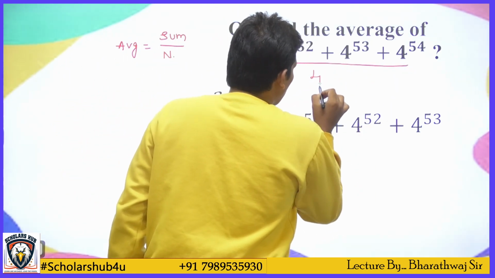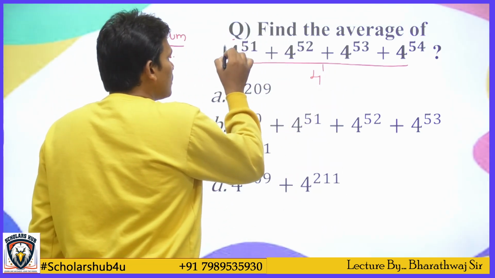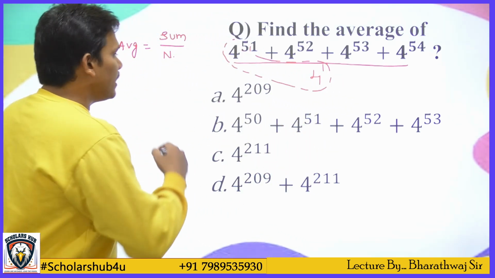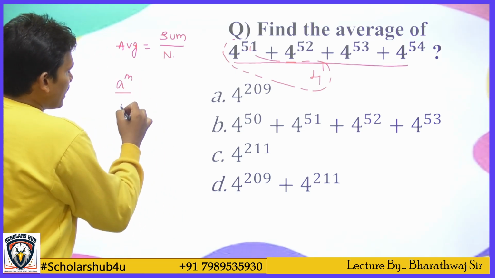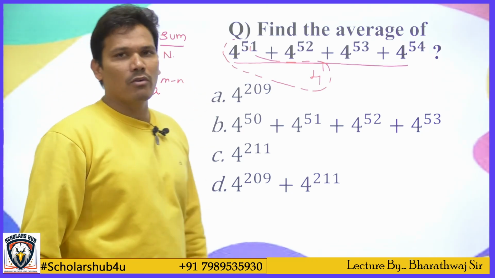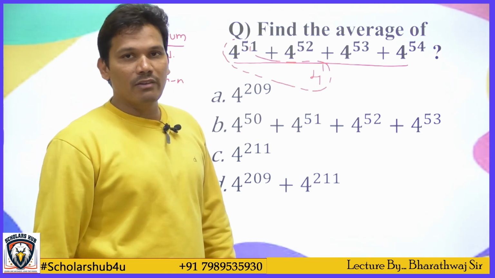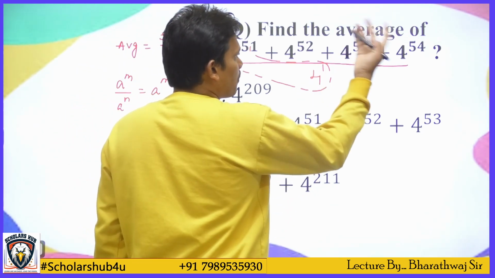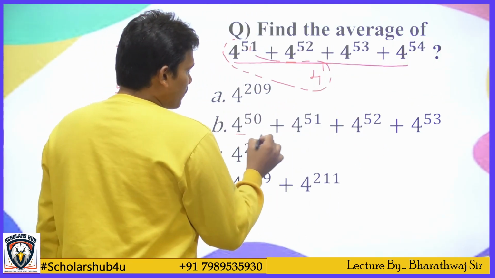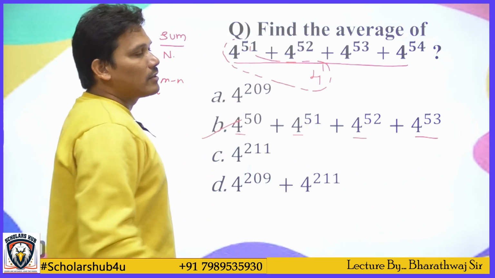Just divide it by 4, but I'm writing 4 as 4^1. Just look here: 4^51 divided by 4^1. Since a^m divided by a^n can be written as a^(m-n), 4^51 divided by 4^1 can be written as 4^50. Next, 4^52 divided by 4^1 gives 4^51, and 4^53 divided by 4^1 gives 4^52. 4^54 divided by 4^1 gives 4^53. So 4^50, 4^51, 4^52, 4^53 is the average of the given question.